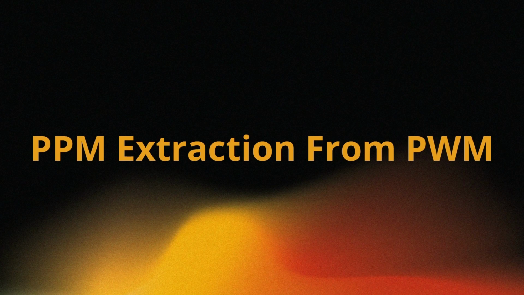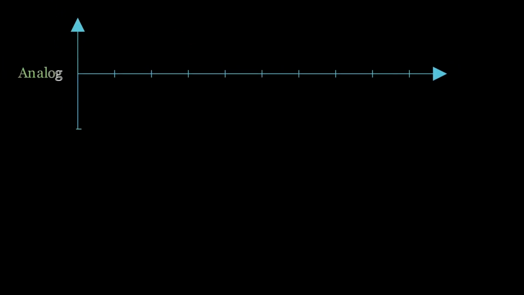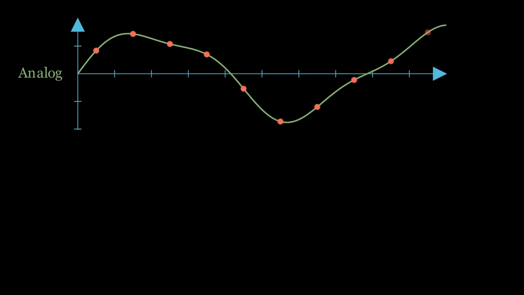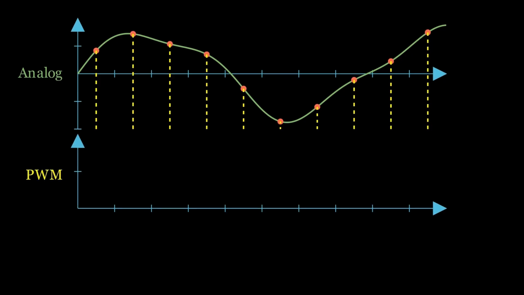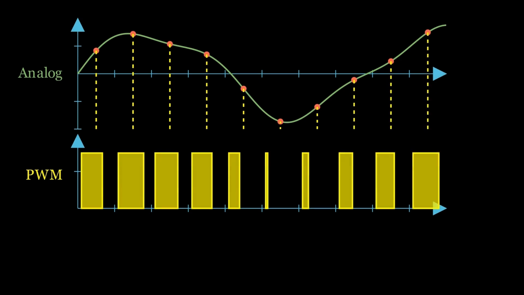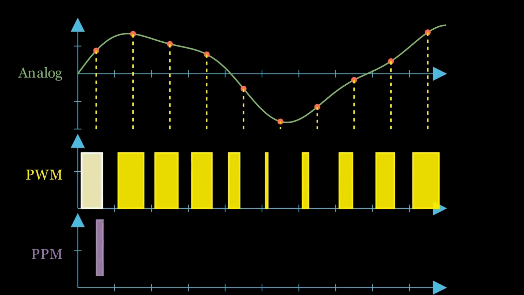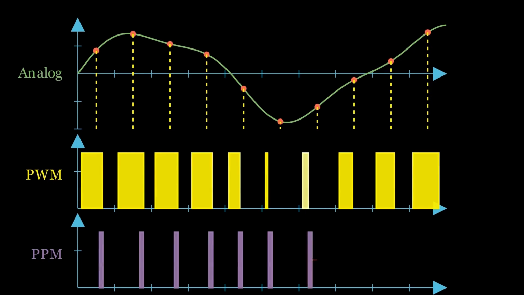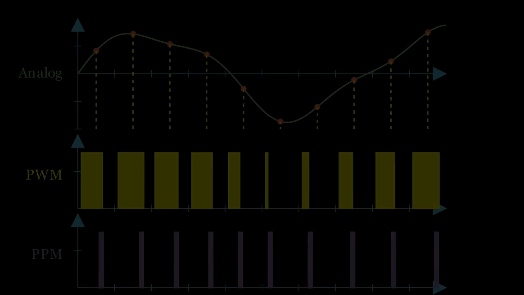Now we will see how PPM is extracted from our PWM. We will take our analog signal, we will sample it at different intervals. This will generate our PWM signal. This enters a circuit called a differentiator. It detects the falling edge of the PWM signal because all PWM signals start at the same time. So when we detect the falling edge of the PWM signal, we can know where to put our pulse. And that's exactly what the differentiator does. It generates a pulse for each time it detects a falling edge of the PWM signal. This gives us our PPM signal.